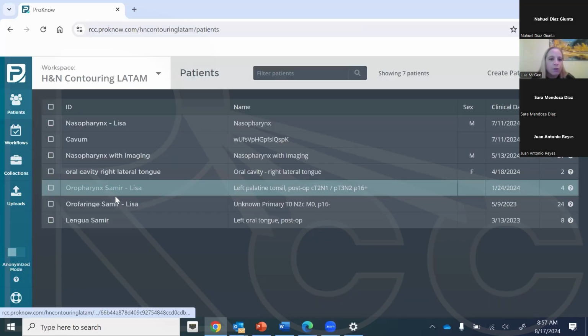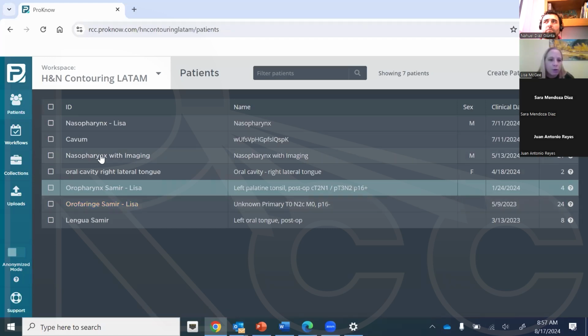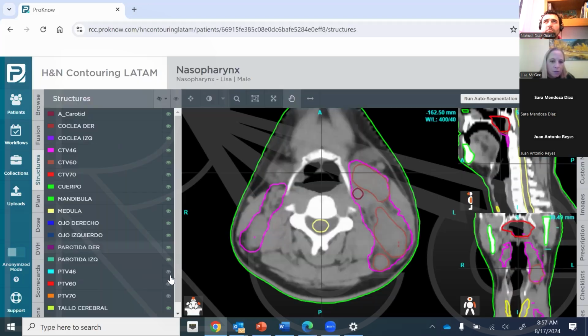The other oropharynx cancer case was very similar. That one truly had N2 disease, so that's bilateral level 5 inclusion in your low risk volume. And then we were also given a nasopharynx case to look at as well. And so this ends up being a little bit more of a complicated nasopharynx case.